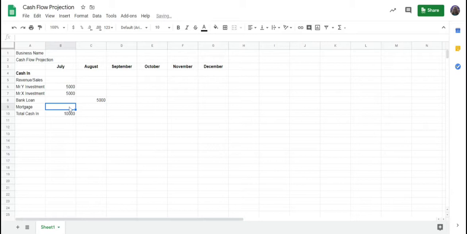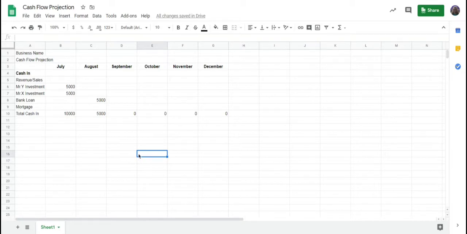If I delete that mortgage amount, then that number is going to change. I want it to be the same formula all the way along. So once I've done it in the first one, I can simply grab this little box at the bottom and drag it all the way across, and it's going to do the same thing all the way across there.